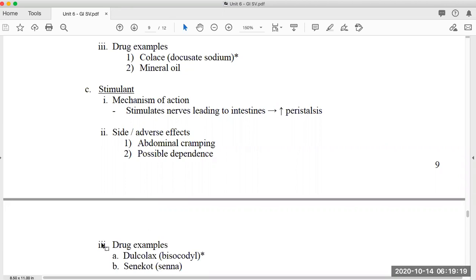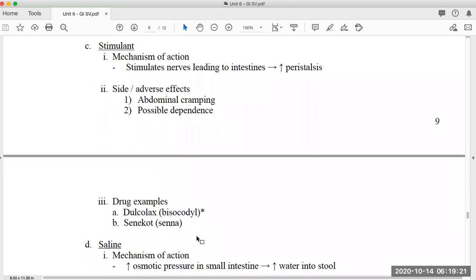And then stimulant. So stimulant mechanism of action, it does exactly that. It stimulates the nerves leading to the intestines, which helps to increase peristalsis. And then our side or adverse effects could be abdominal cramping, and also the patient can develop a possible dependence. So the body's going to end up relying upon the drug to stimulate a bowel movement.